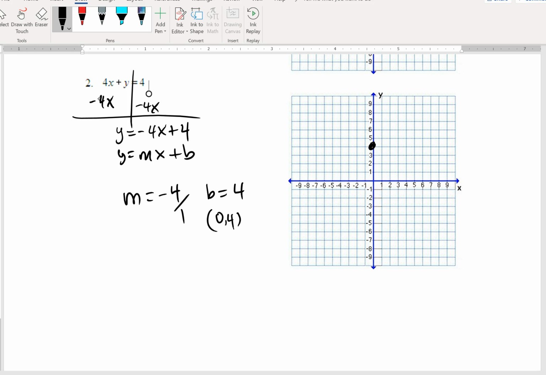How will I get to the next point? 4 down, 1 to the right, plot a point. 4 down, 1 to the right, plot a point. 4 down, 1. You don't need that many points, but I do because I don't draw very straight lines. If you want to go up and left, you can as well. I don't really care as long as you get a relatively straight line, at least 2 points. And don't forget the arrows.